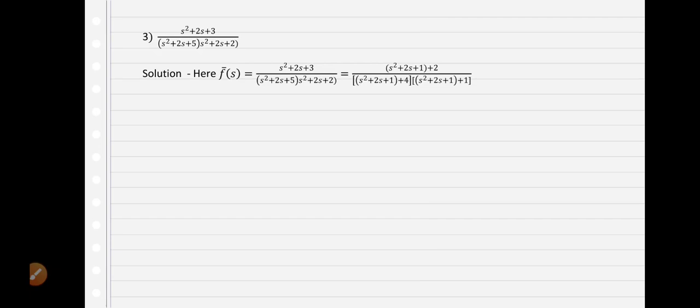Now see here, everywhere the terms s square and plus 2s are present. So it becomes s square plus 2s plus 1 plus 2 in the numerator. 3 is split as 1 plus 2. In the denominator, plus 5 is there, which can be written as 1 plus 4.